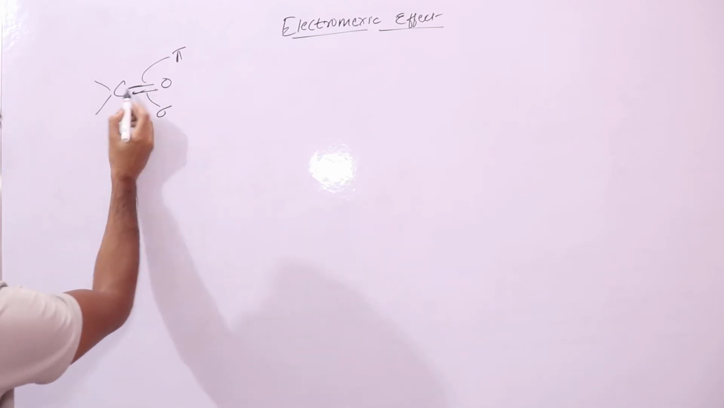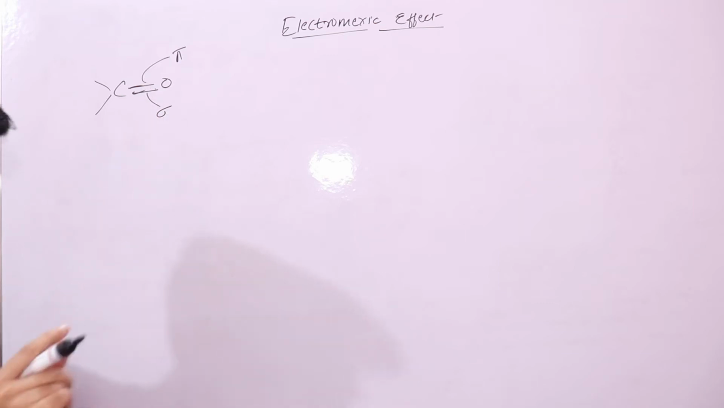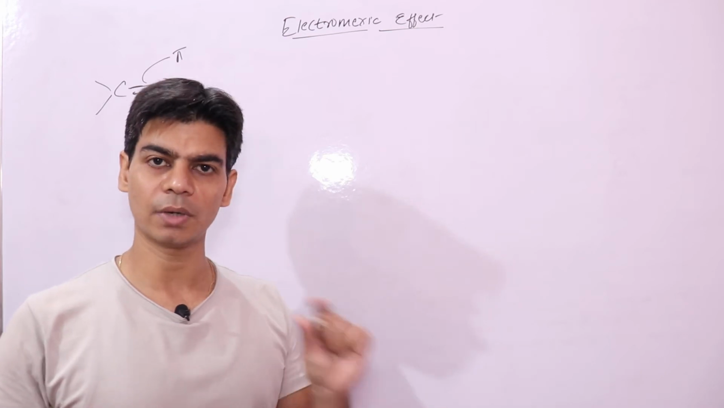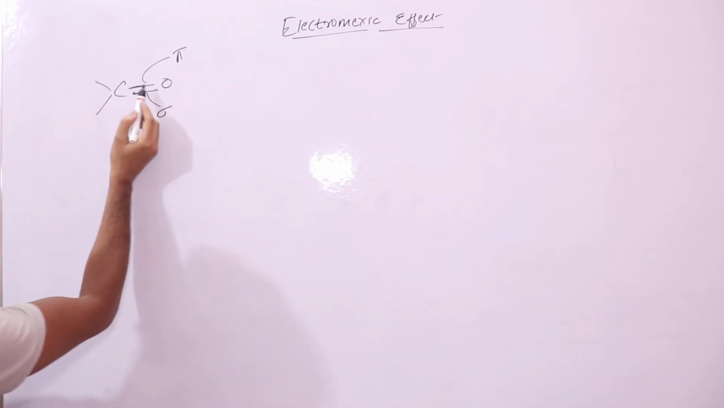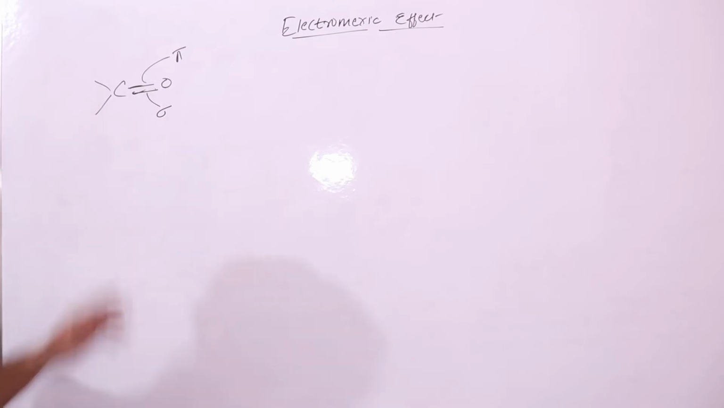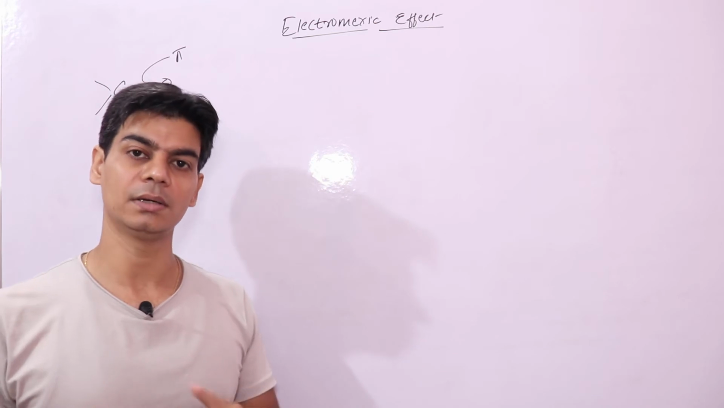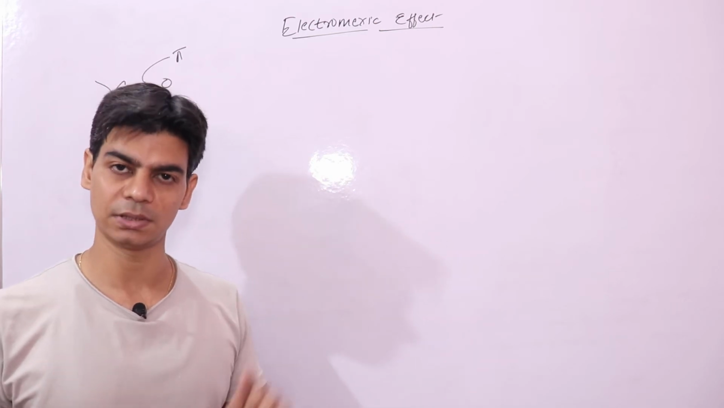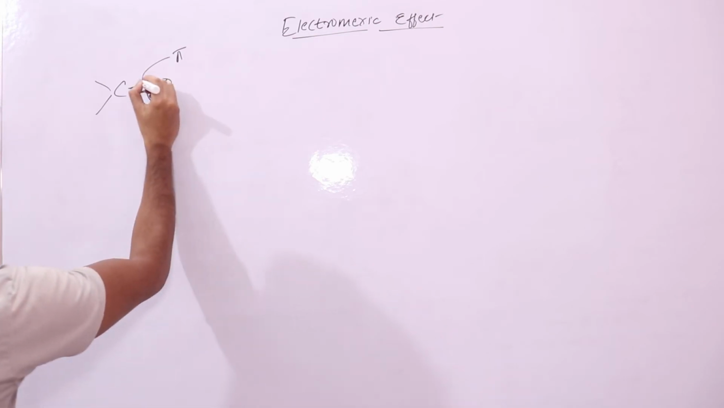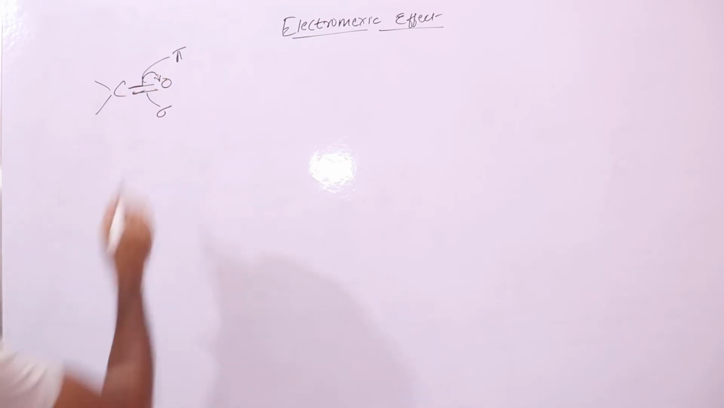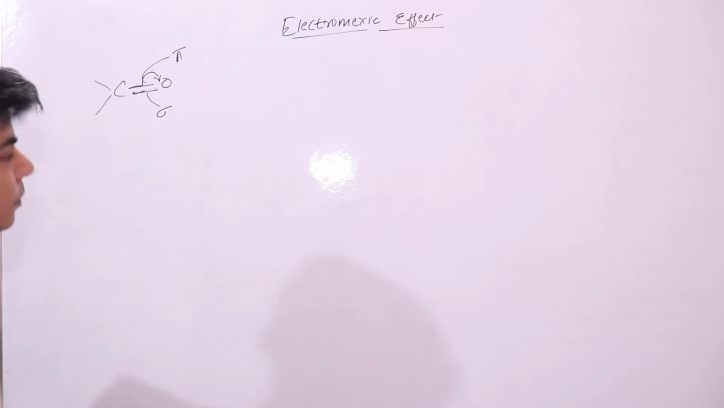So here this pi bond consists of a pair of electrons. We know that a bond consists of a pair of electrons. So the pair of electrons of this pi bond would be transferred to one of the bonded atoms in the presence of a reagent. That's important to understand. So here the electrons of the pi bond would be transferred to the oxygen atom in the presence of a reagent.